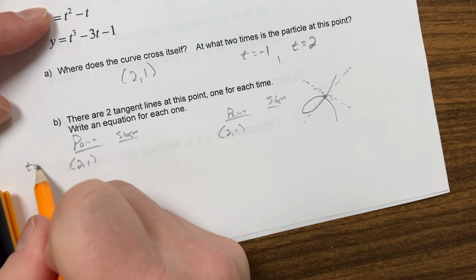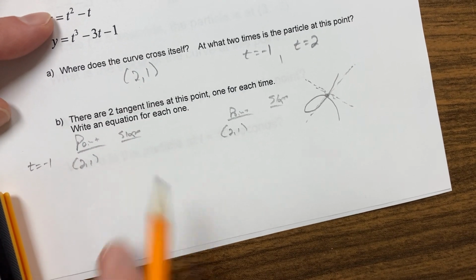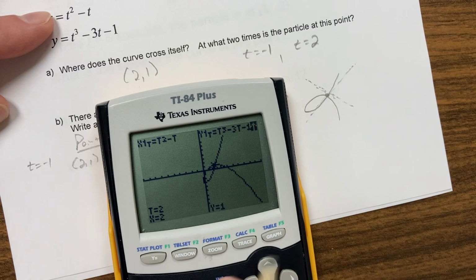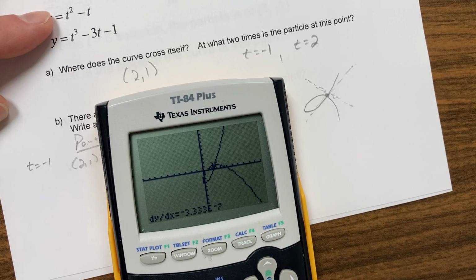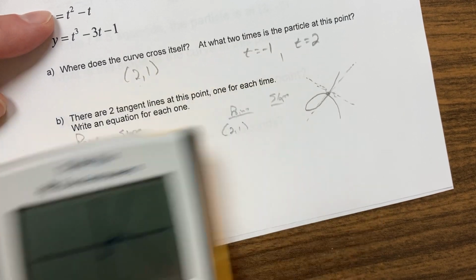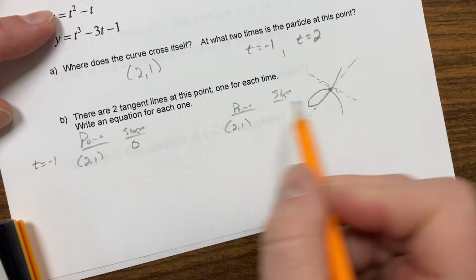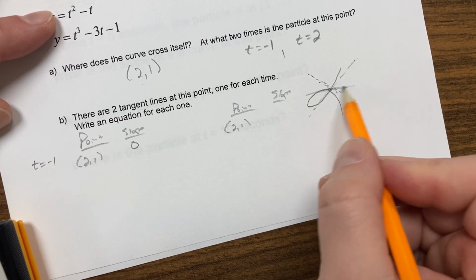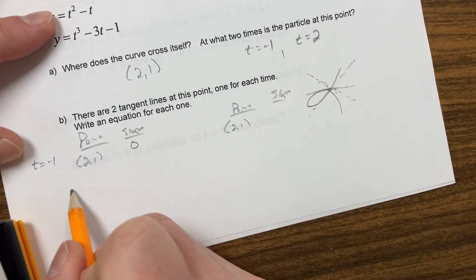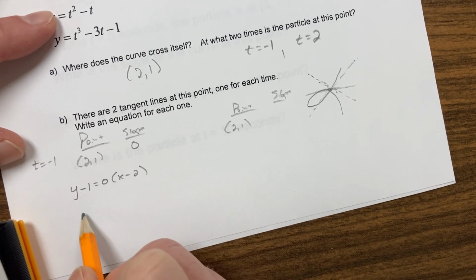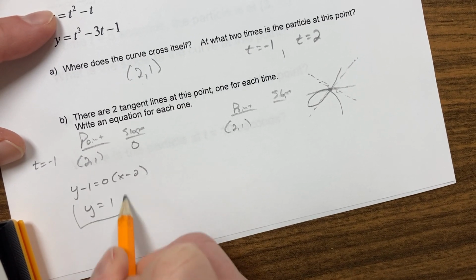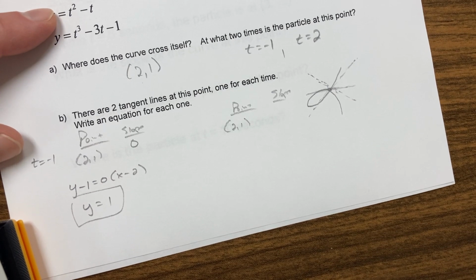So let's take time -1 first. We'll do the slope. So dy dx at time -1 is almost 0. In fact, that's close enough that we'll say that slope is 0. We have a horizontal tangent right there. And so y minus y equals slope times x minus x, and we get y equal 1. That's our tangent line there.